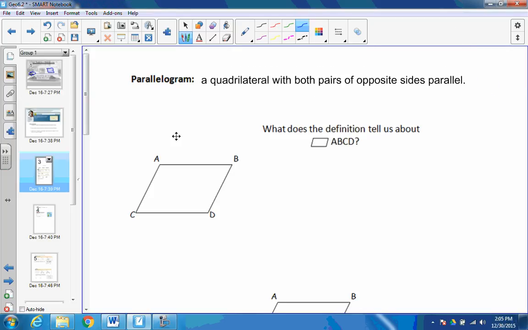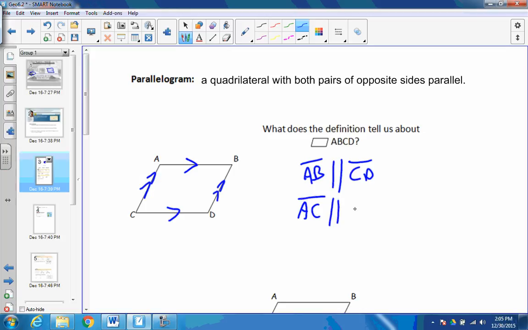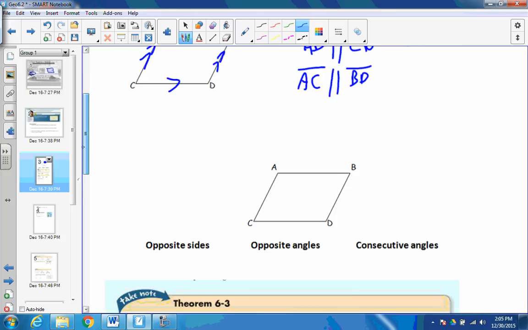All right, what does the definition of a parallelogram tell us about parallelogram ABCD? Well, we know that opposite sides have to be parallel. So this has to be parallel to this, and this would have to be parallel to this. So we have AB is parallel to CD. Also, segment AC is parallel to segment BD. All right, that is what it tells us about that parallelogram.